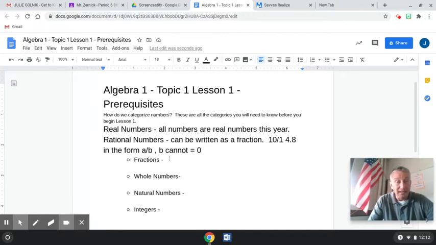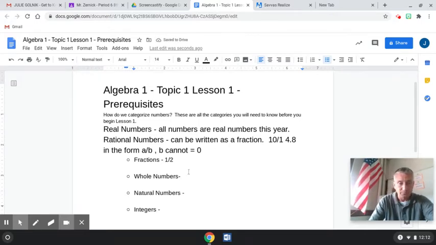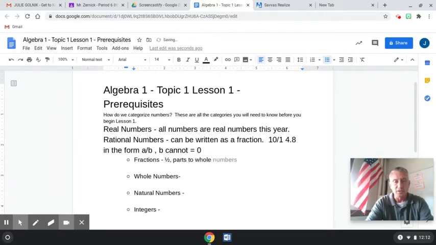Okay, so what are some examples of rational numbers? First example is a fraction. Well, no kidding, because we just said it can be written as a fraction. So if it's a fraction, it's automatically rational. So you could have the number 1/2. Okay, that's a fraction. That's rational. Whole numbers are also fractions, which I know you guys already know. Fractions are just parts to a whole. So if you have 1/2, then that just means we have two total parts, and one of those parts is being used up.